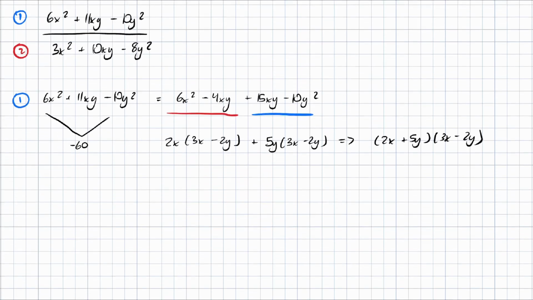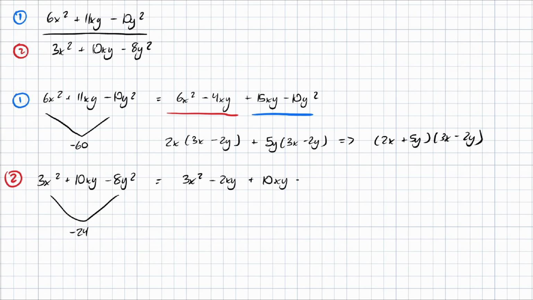Anyways, from here, we factor our next equation. And we have 3x squared plus 10xy minus 8y squared. This time I want two numbers to multiply to negative 24, but add to positive 10. In this case, I believe it will be 3x squared. Let's do, I'm pretty sure it's 12 and 2. So let's do minus 2xy plus 10xy minus 8y squared.